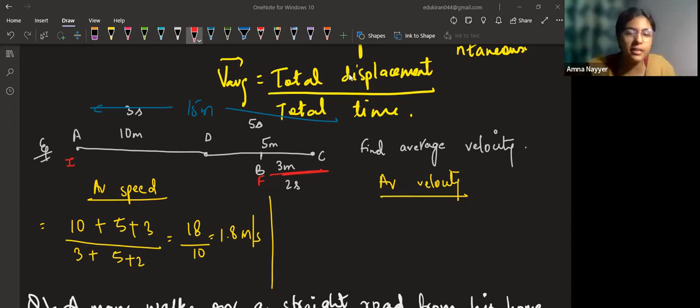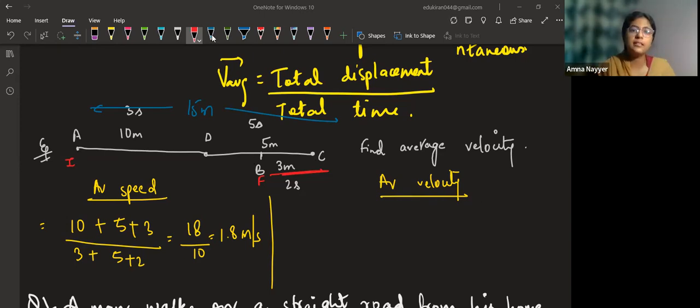Yes, Martin? 15 meters. See, 15 is the total from A to C. I am asking all of you A to B. A to C is 15. B to C is 3. What is A to B?